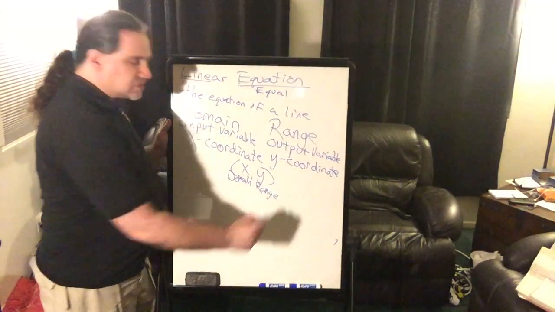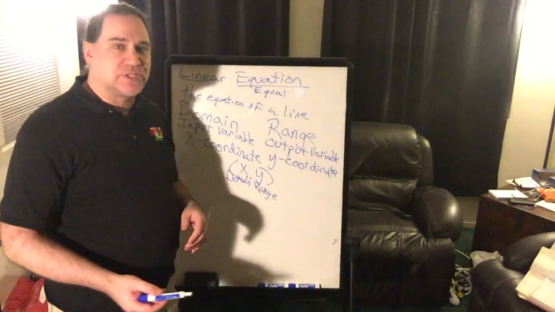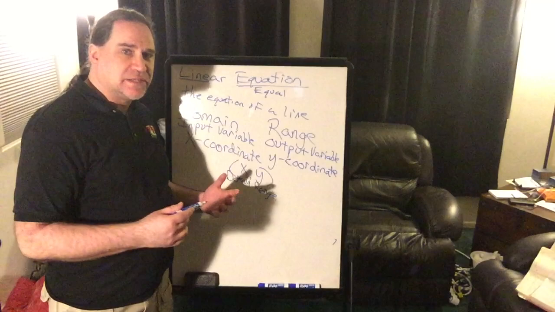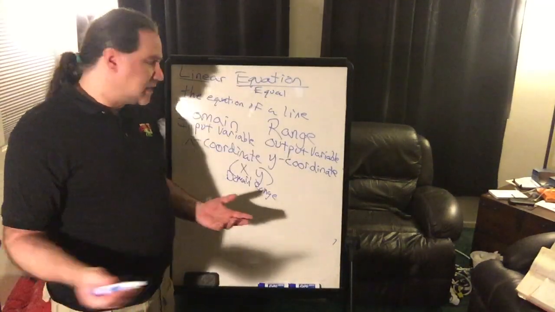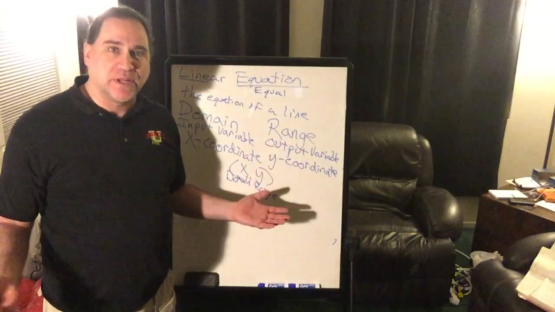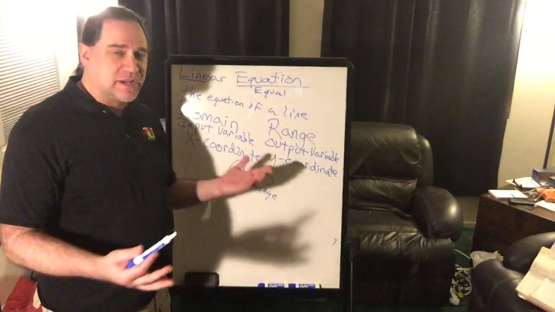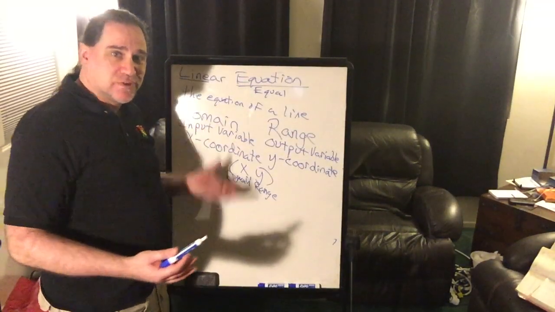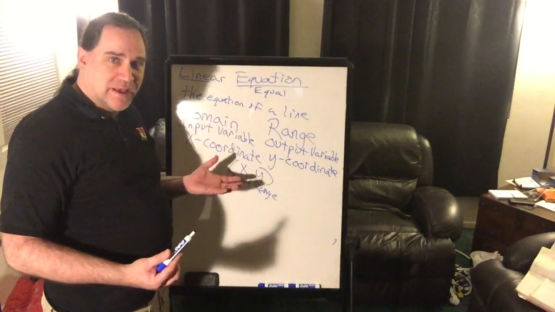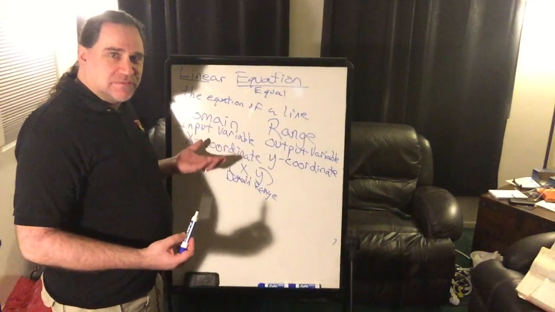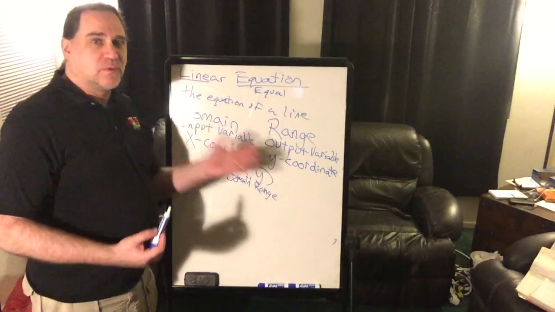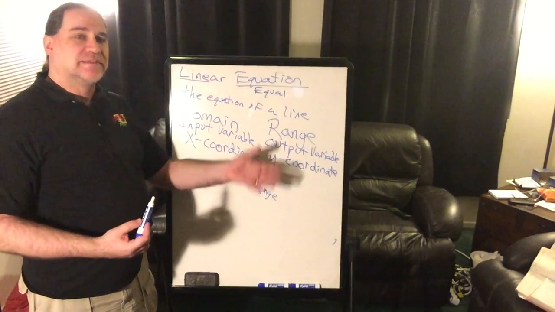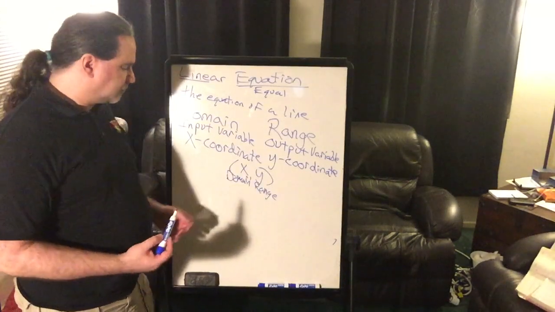The nice thing here is it's just alphabetical. If you ever get a little twisted up and you're not sure, domain, D comes before R, X comes before Y, input comes before output. They pretty much follow the rules of the alphabet every time. So if you're not sure which one you're looking at, just think where it is in the alphabet compared to the other possibility. Domain before range, input before output, X before Y.